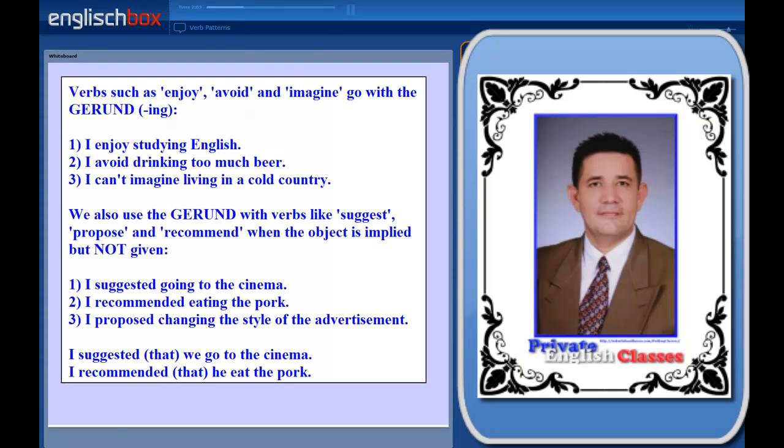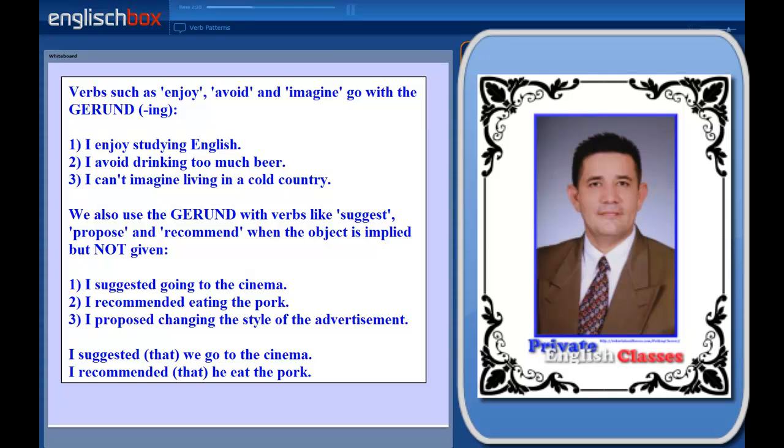So what about some examples of verbs with ing? To enjoy, to avoid, and to imagine. I enjoy studying English, I avoid drinking too much beer, and I can't imagine living in a cold country. We also use the gerund, or often use the gerund, with verbs like suggest, propose, and recommend. I suggested going to the cinema, I recommended eating the pork, and I proposed changing the style of the advertisement.